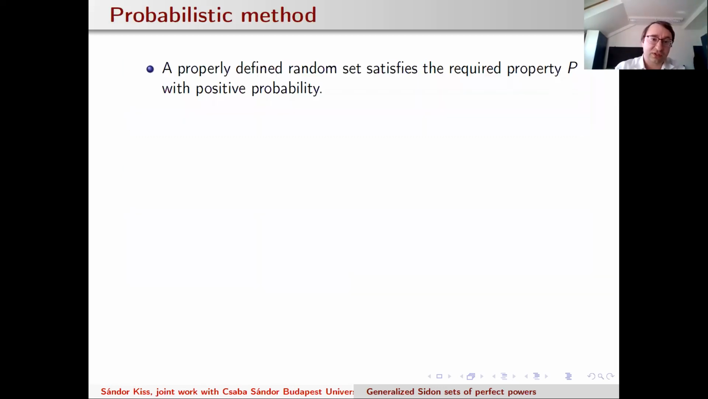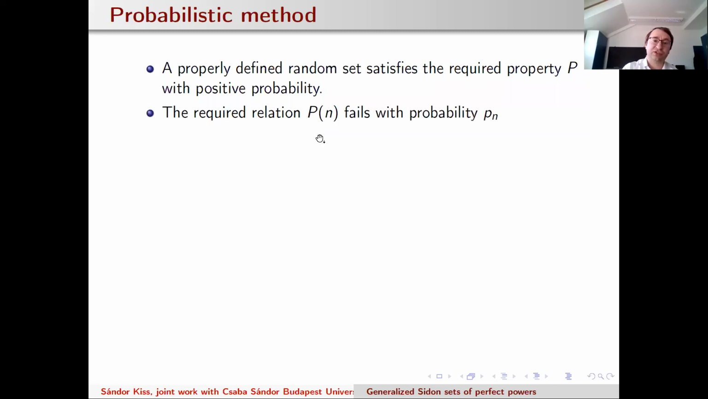And let me tell a few words about the philosophy of the probabilistic method. We would like to prove that a set exists with some properties, and then it is enough to prove that a properly defined random set satisfies this required property with positive probability. And how to do this? This in general requires that some relations in connection to this property, which depends on n, hold. But we prove that this relation fails with small probability.